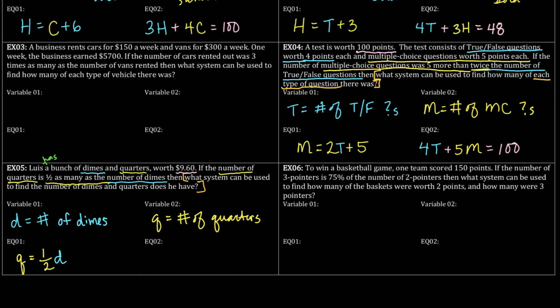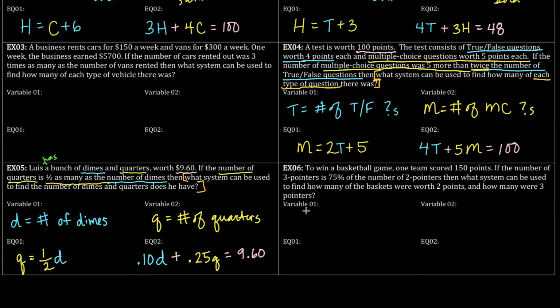So it doesn't tell you how much each is worth, but we know how much each one is worth. Each dime is worth 10 cents. So 10 cents times the number of dimes plus 25 cents times the number of quarters should give me a total of $9.60.